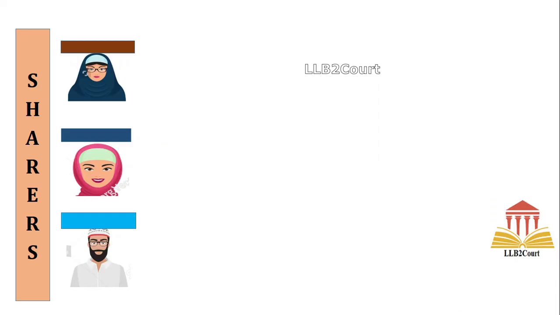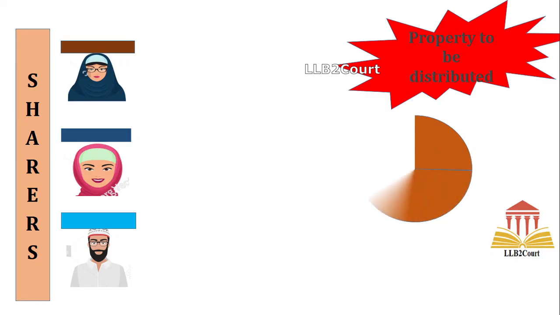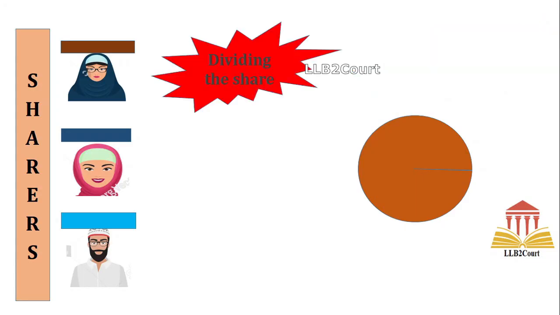So let's understand the doctrines through animation. These are the sharers, and let's assume this circle is the property value, and we need to distribute this property to the sharers. There are three sharers in this picture, and we will divide the shares in a fixed ratio as per the sharers and residuary concept.